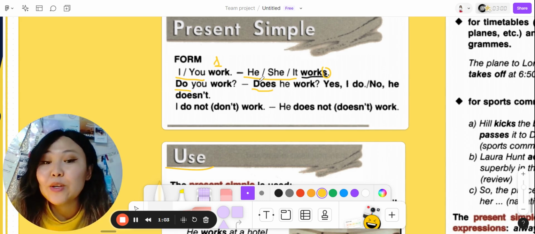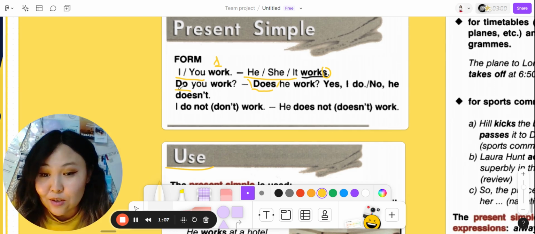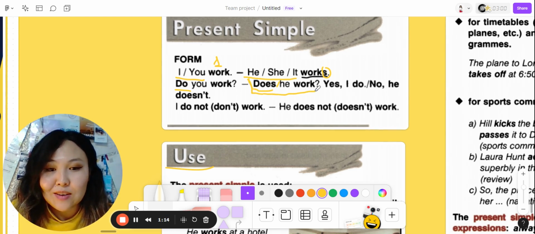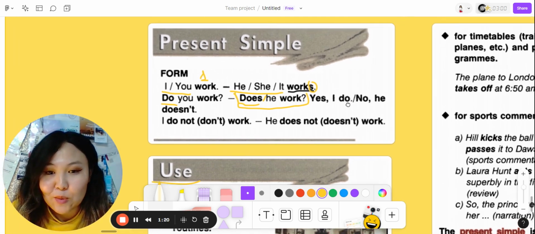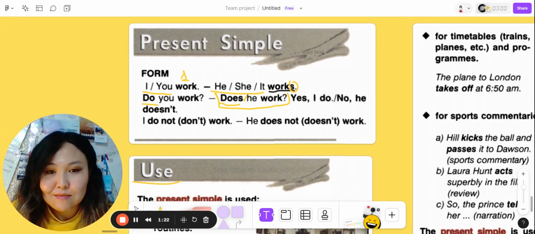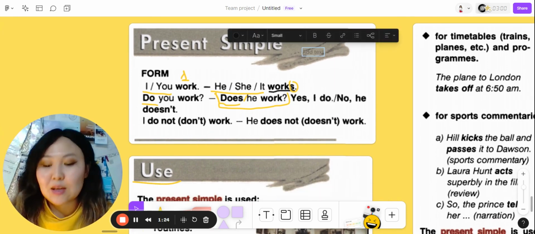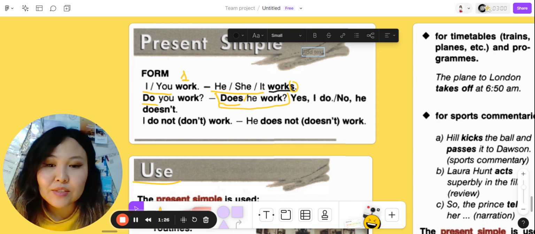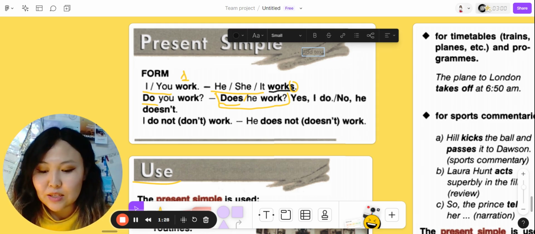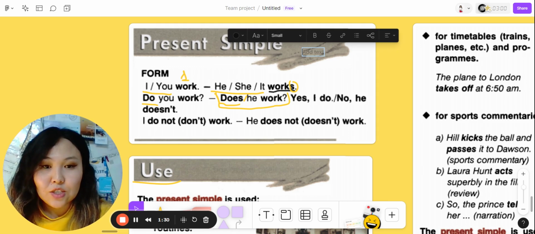I'm pretty sure you remember it too that does is used for the third person singular and do is used for the other ones. When we form the question or a negative sentence using he, she, or it, our verb changes into the first form. Let's use one more example. Here we have the sentence, does he work? But let's change it into she.